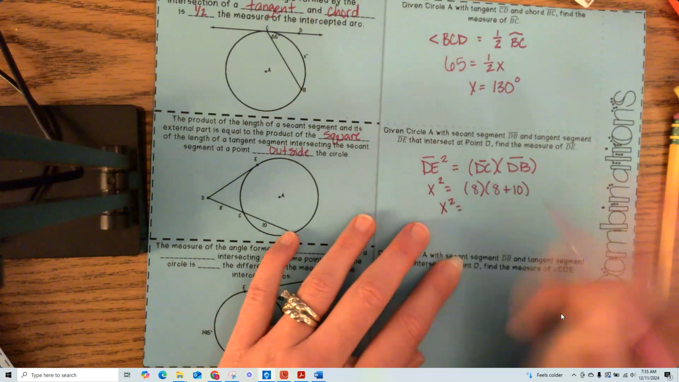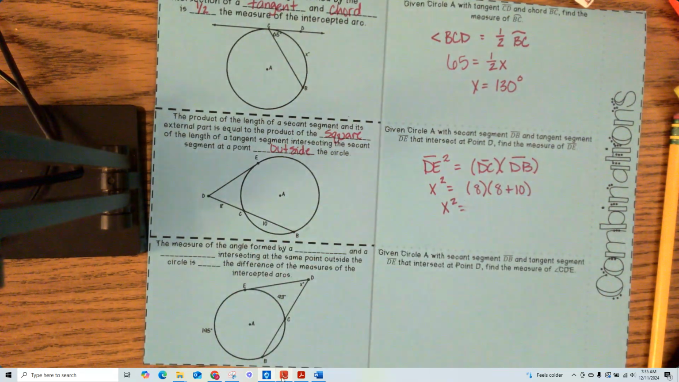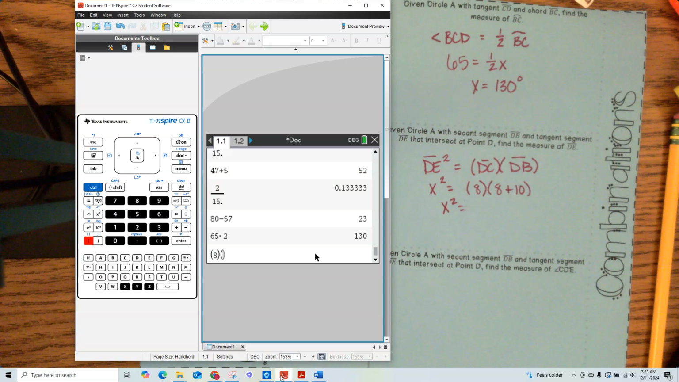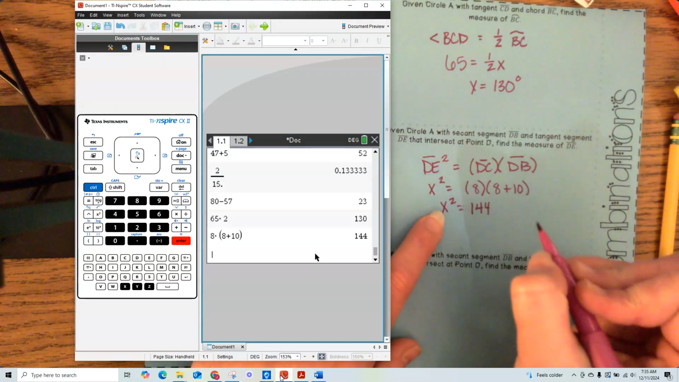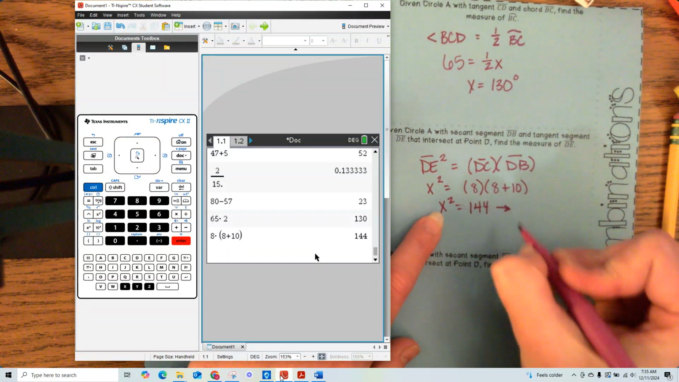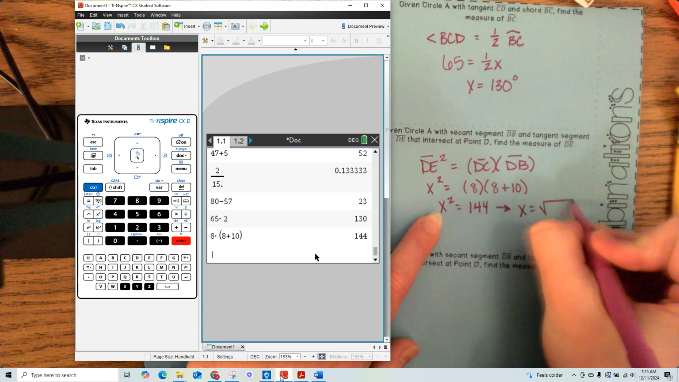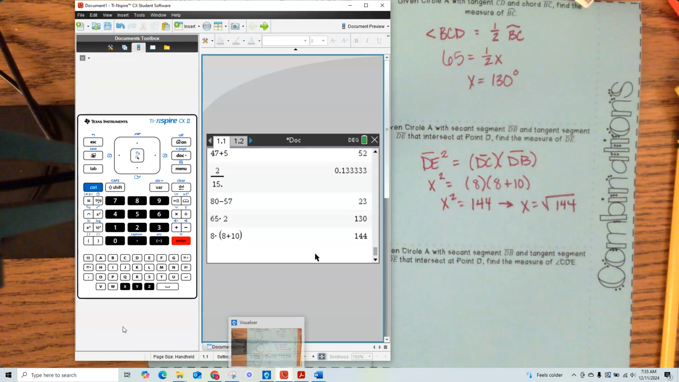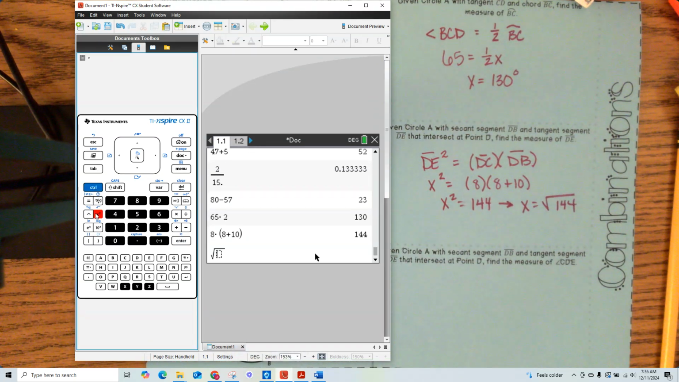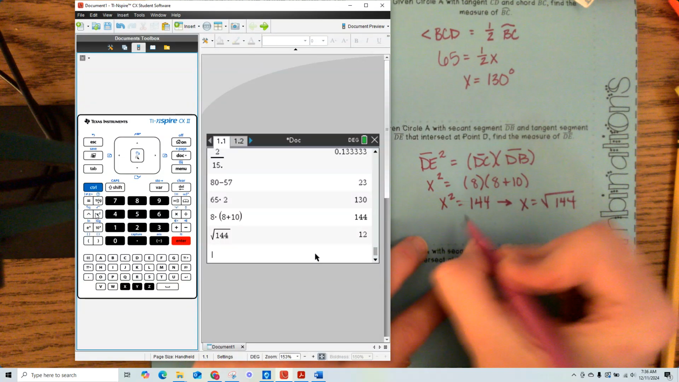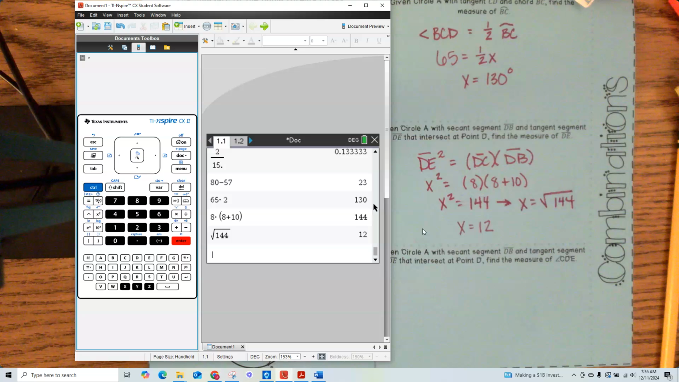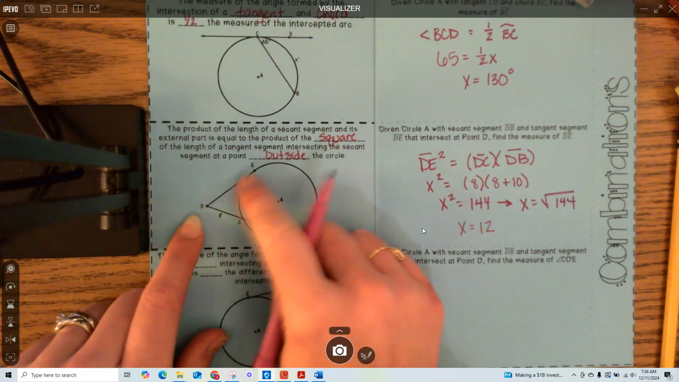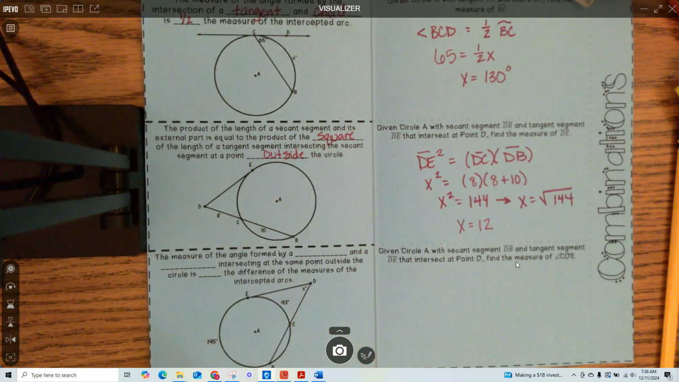So X squared equals, and I'm just going to type this piece into my calculator. It needs the parentheses. If you don't, it'll go wonky on you. And so that's 144. And then to get rid of that exponent, we have to square root the 144. And so X equals 12. And so that means this piece right here, DE, is 12.